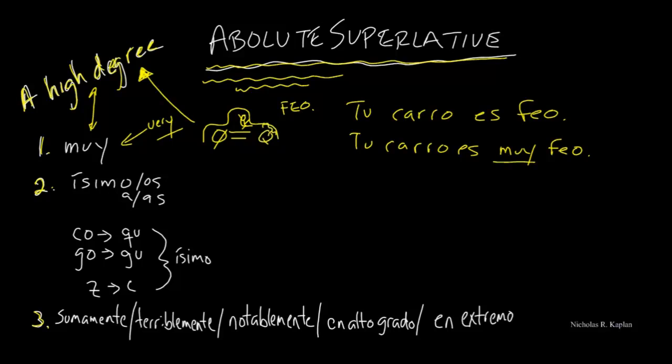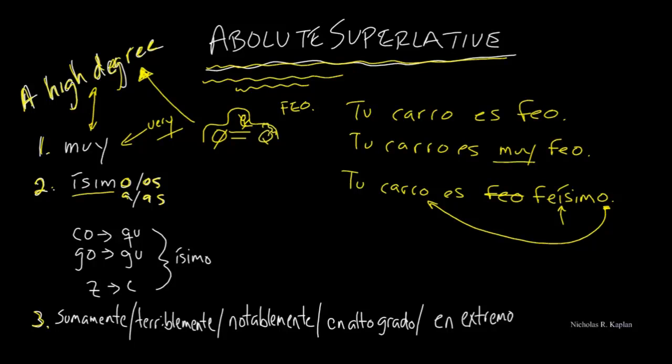Okay, number 2. We can use ísimo, ísima, ísimos, or ísimas. And this is where we take an adjective and we want to convert that to be really ugly. Tu carro es feísimo, like so ugly. And you'll note that we have an accent right there. And we left this masculine because car is masculine.